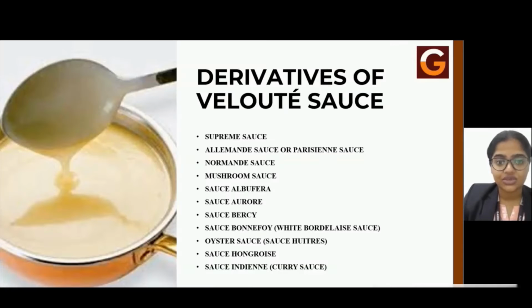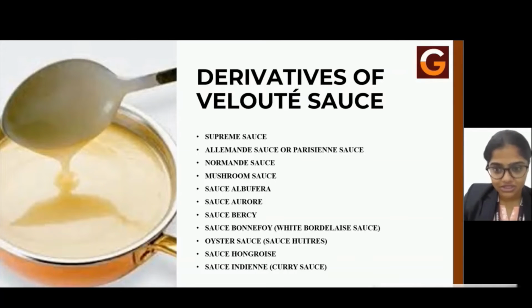Basically you take the velouté sauce, you add the tomato puree, and then you add the butter. So it gives a creamier texture, which is basically used for pastas and also for certain steaks. The sauce is widely used. Next one we have is the sauce bercy.